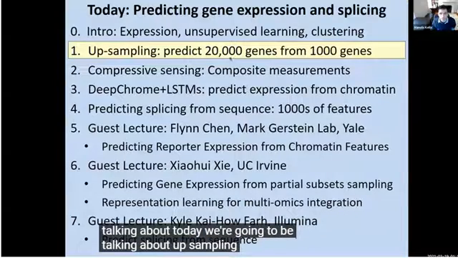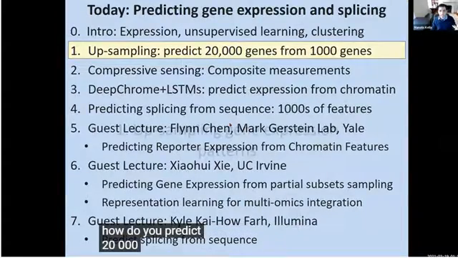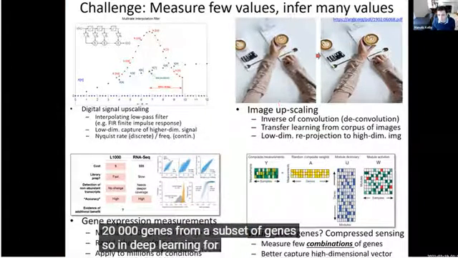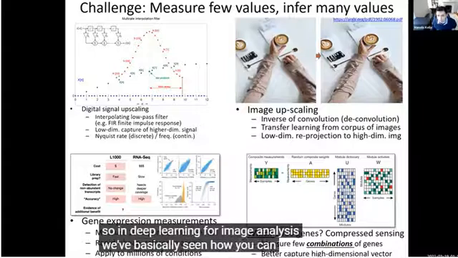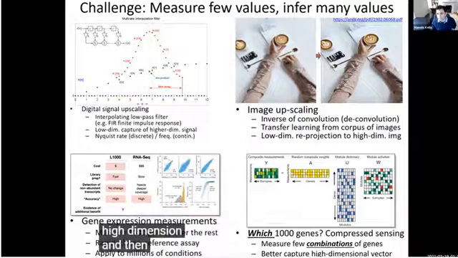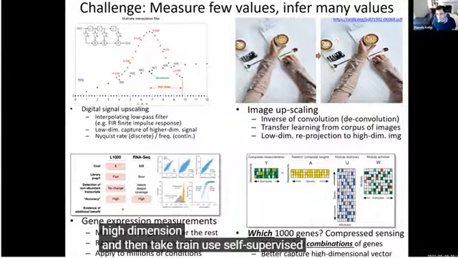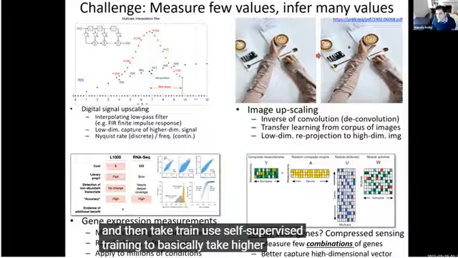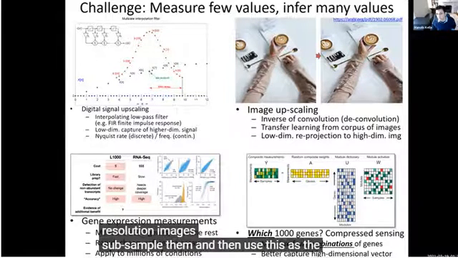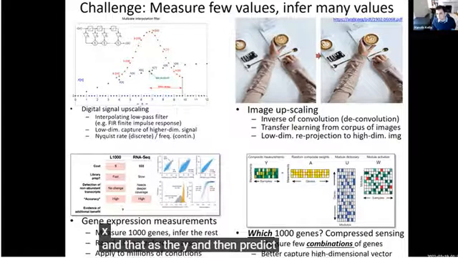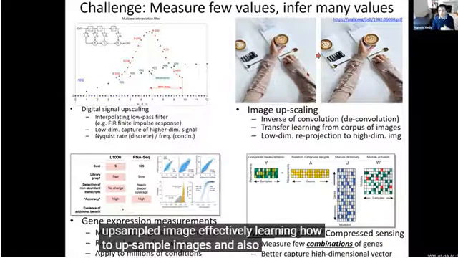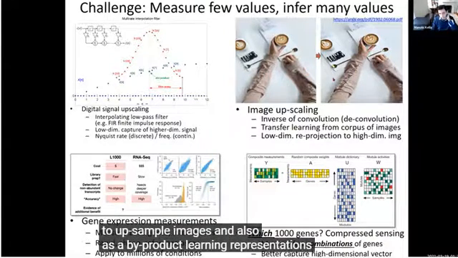We're going to be talking about upsampling. For example, how do you predict 20,000 genes from a subset of genes? So in deep learning for image analysis, we've basically seen how you can, in fact, learn representations of the world in high dimension and then use self-supervised training to take higher resolution images, subsample them, and then use this as the X and that as the Y, and then predict the upsampled image, effectively learning how to upsample images, and also as a byproduct, learning representations of the world.